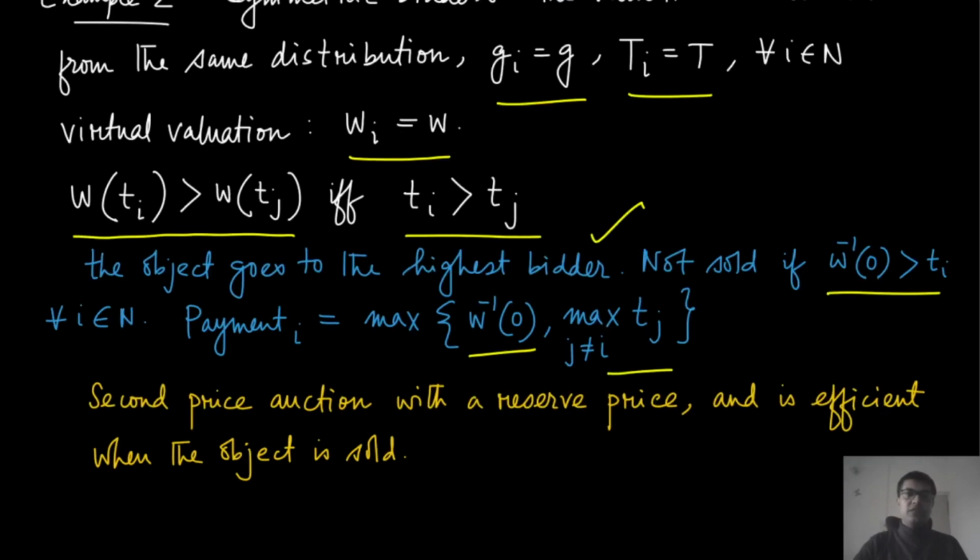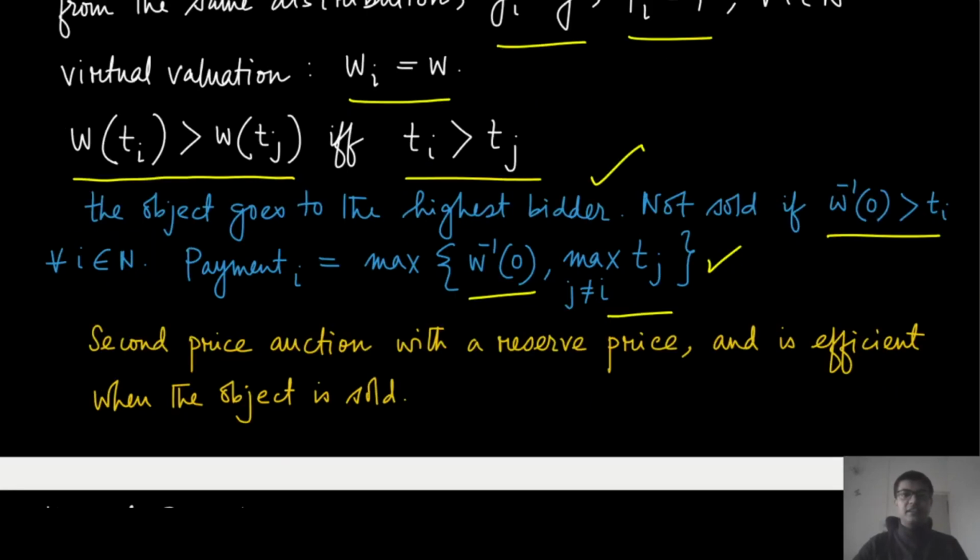So in other words, if you look at this payment, it is nothing but a second price auction with a reserve price. If nobody's type or valuation is above that reserve price, which is W inverse of 0, then the object is never sold. And if it is larger than that, then it is exactly similar to a second price auction with that reserve price.